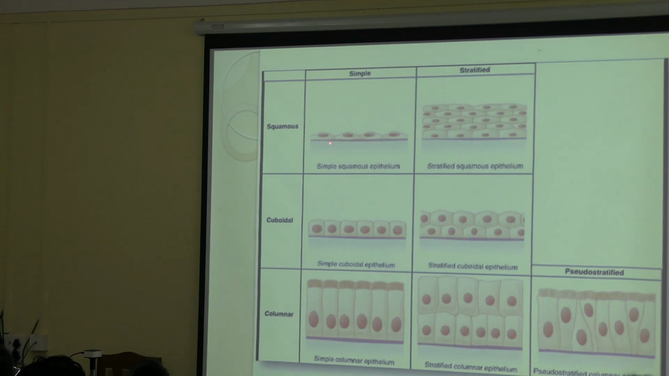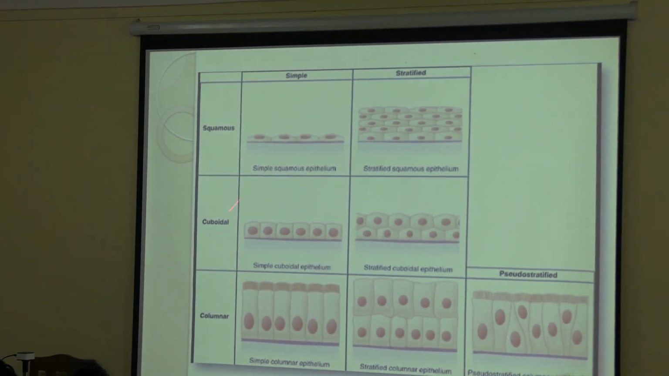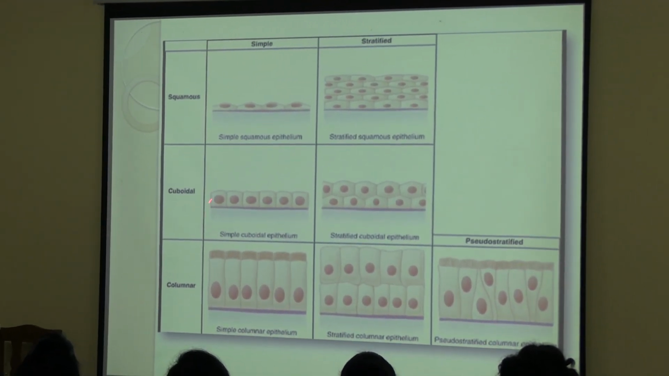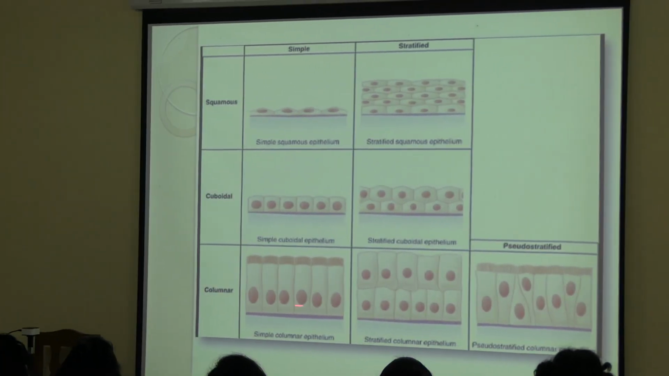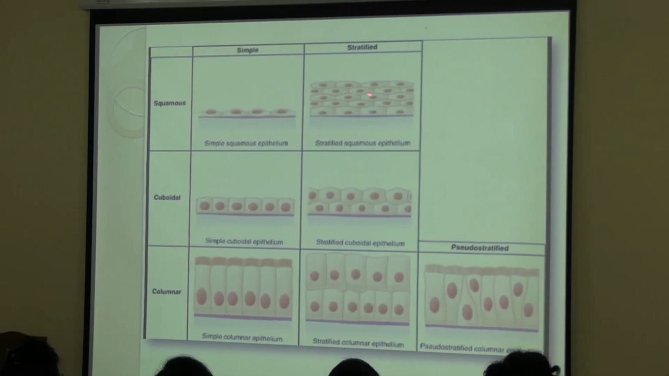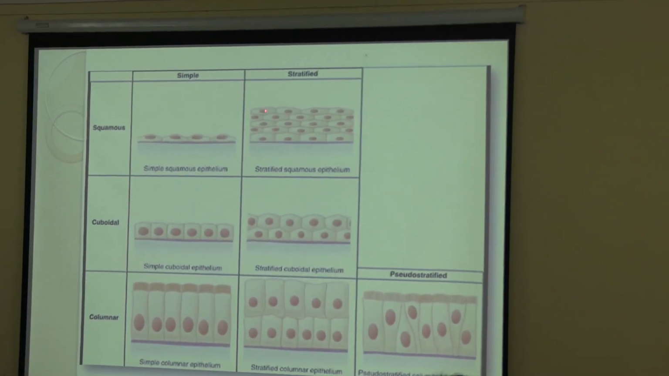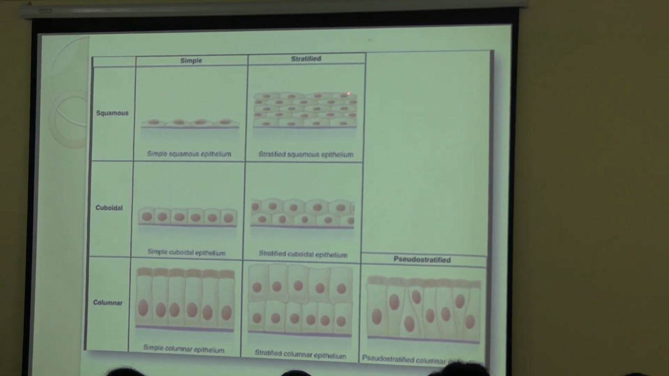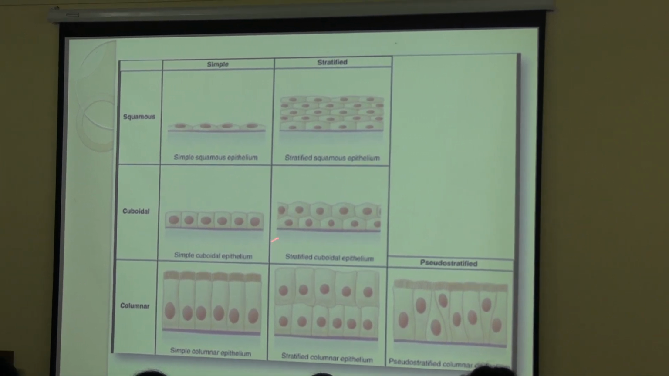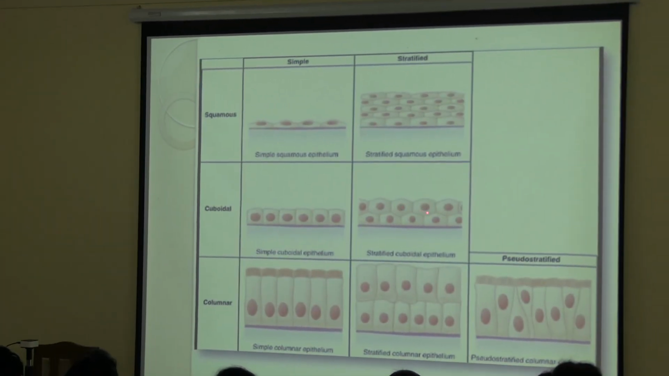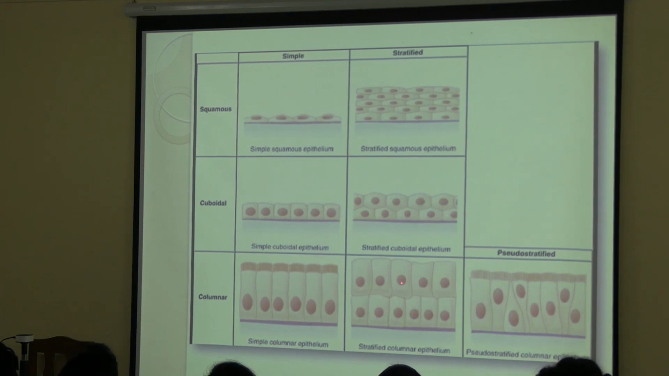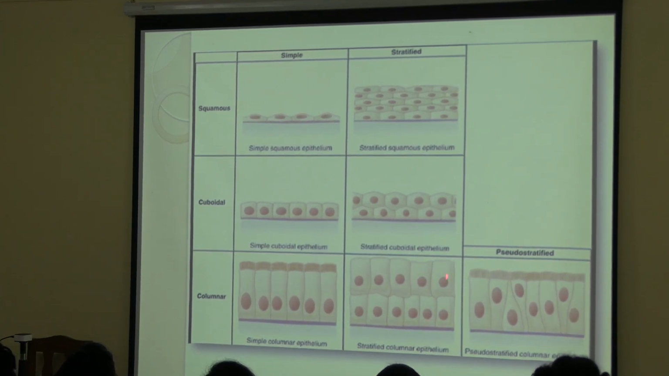What is this structure? Basement membrane. Okay, cuboidal, see. Columnar, the height is more than the width. These are columnar. Now stratified, multi-layered. See, the topmost cells are flattened. That is why it is stratified squamous epithelium. Here the surface cells are cuboidal, so stratified cuboidal, and this is stratified columnar epithelium.